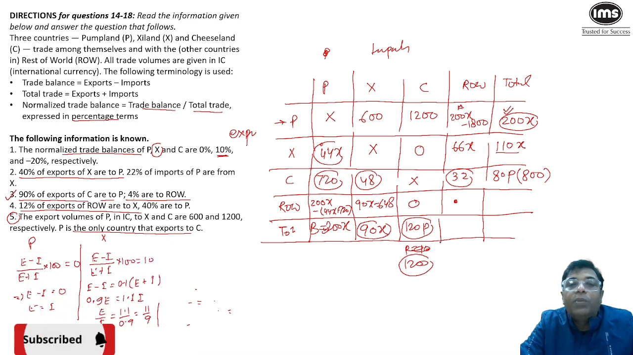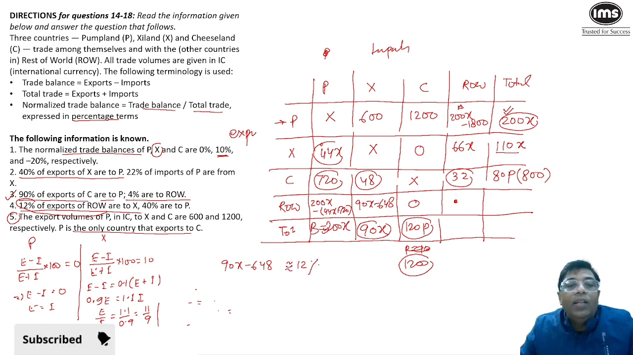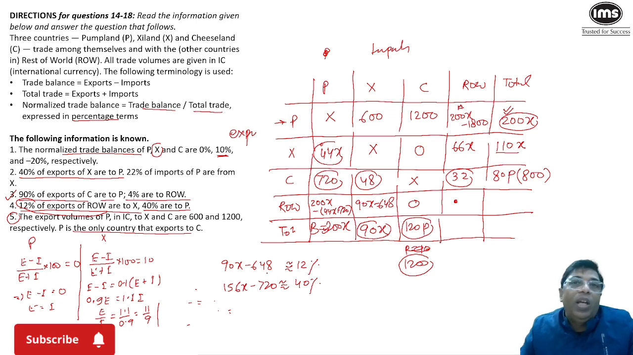So let's try to use that point, which says 12% of export of ROW are to X. Now how much ROW is exporting to X is 90X minus 648, which is effectively equivalent to 12%. And similarly 40% are to P. So if you simplify this value, 200X minus this becomes 150X minus 720, this will be equivalent to 40%. If I can use a ratio between these two, I'll be able to solve the value of x. So let's apply the ratio.